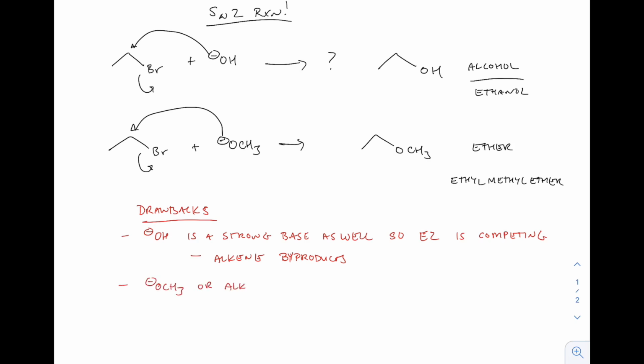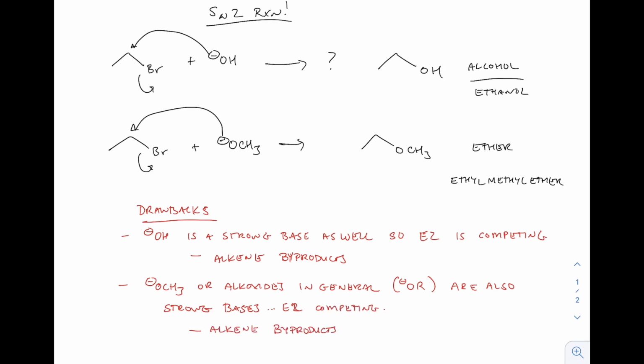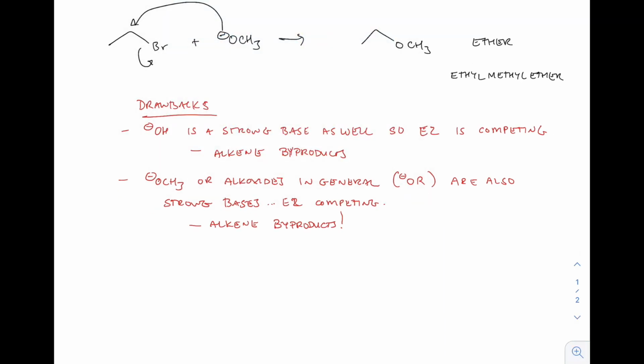It's pretty much the same thing with the methoxide, right? Or alkoxides in general, right? An alkoxide, remember, is an OR group instead of like an OMe or OEt. And these are also strong bases. And so we're going to get that E2 competing reaction and therefore alkene byproducts. But there are ways around this, right?